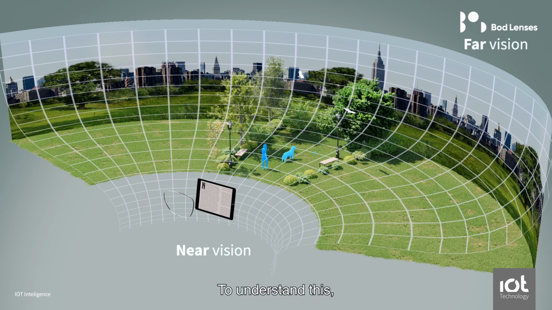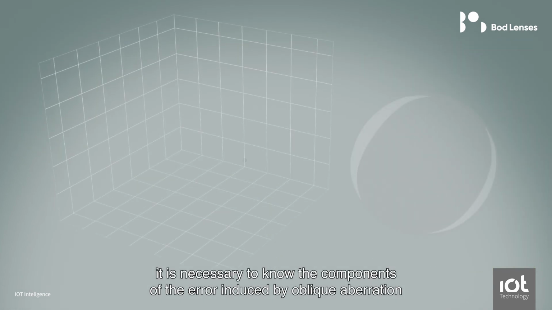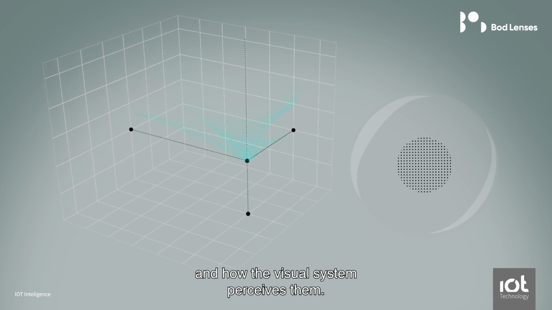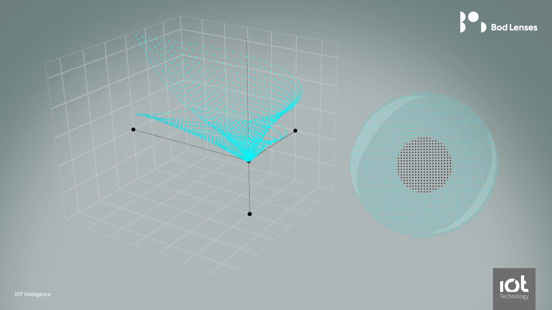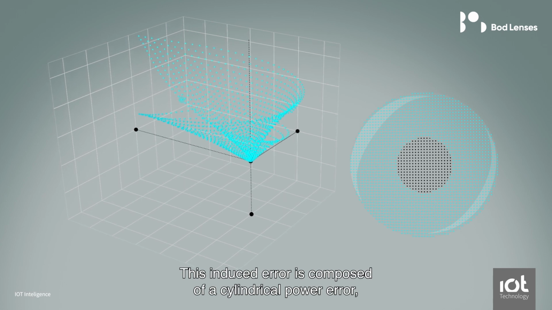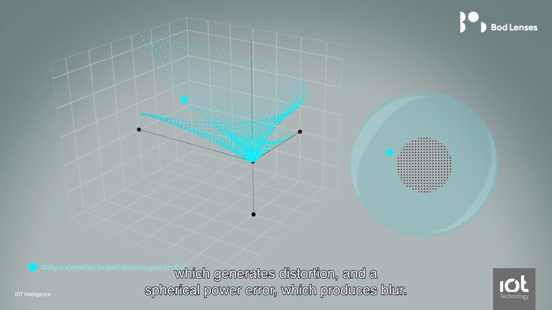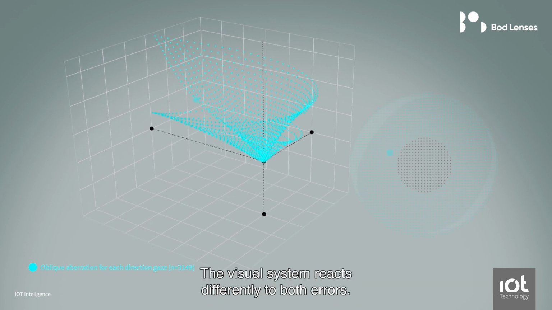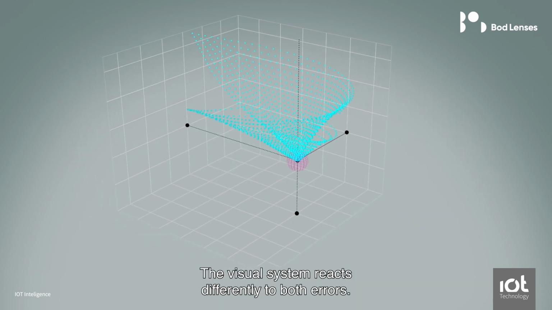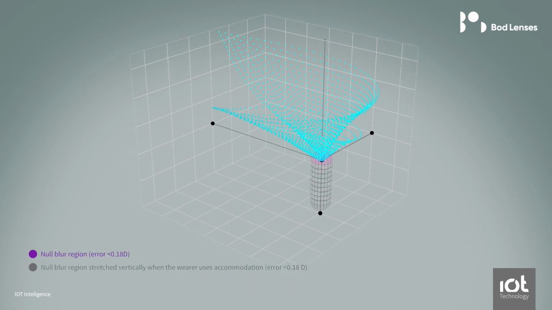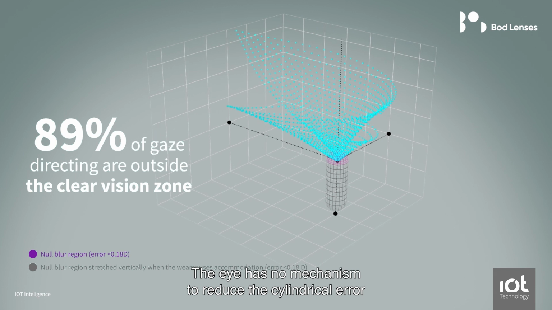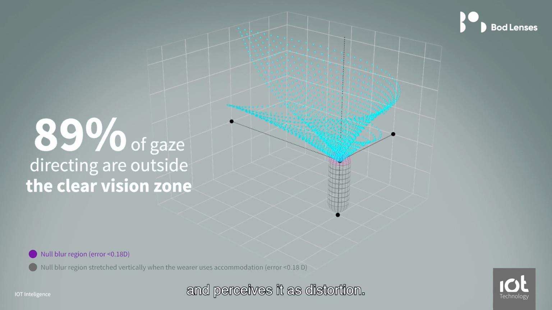To understand this, it is necessary to know the components of the error induced by oblique aberration and how the visual system perceives them. This induced error is composed of a cylindrical power error, which generates distortion, and a spherical power error, which produces blur. The visual system reacts differently to both errors. The eye has no mechanism to reduce the cylindrical error and perceives it as distortion.